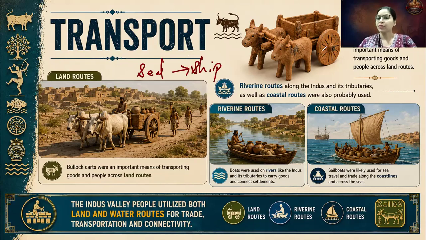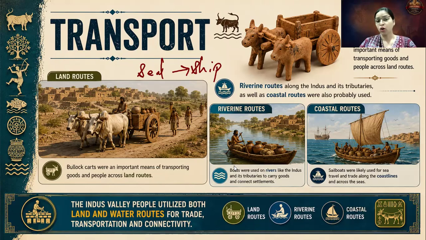Not only this, even the coastal routes. We all know that from Lothal, a dockyard has been discovered, and that hints towards coastal travel where the people of the Harappan civilization were in contact with the distant lands as well. For that also, ships were used on a large scale. So these were the different means of transportation used by the people of the Harappan civilization.